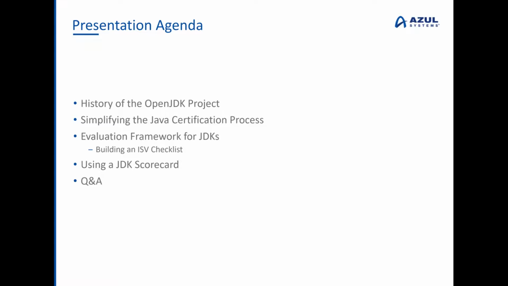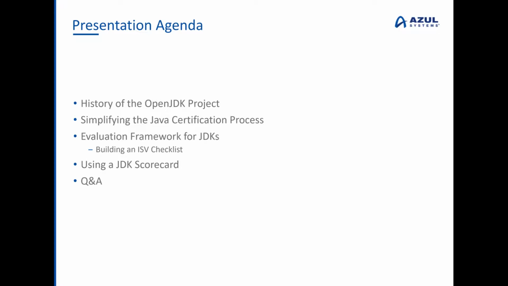So the agenda today is fairly straightforward. I want to spend a little time on the OpenJDK project, a little bit of the history, the realities of the project. I think this will be an important level set for folks on the phone. Then we're going to talk a little bit about a methodology, a way of simplifying the Java certification process. And really the goal of that is to identify what I call a reference implementation. And from the reference implementation, a way of creating a process where you might certify a single or many different OpenJDK and proprietary JDK vendors.